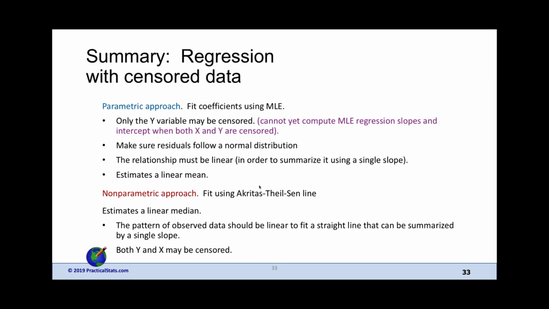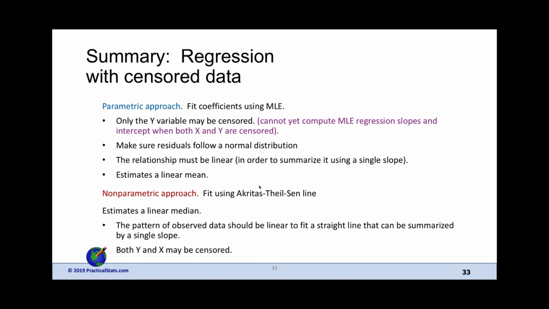And so the summary for all of this, before we get to multiple regression quickly, is that the parametric approach is maximum likelihood. Only the Y variable can be censored, except for this brand new package that's just come out that will do a correlation, but not yet regression, when the X is censored as well as Y. Make sure the residuals follow a normal distribution. It must be linear, and it estimates the mean of Y given the X's.